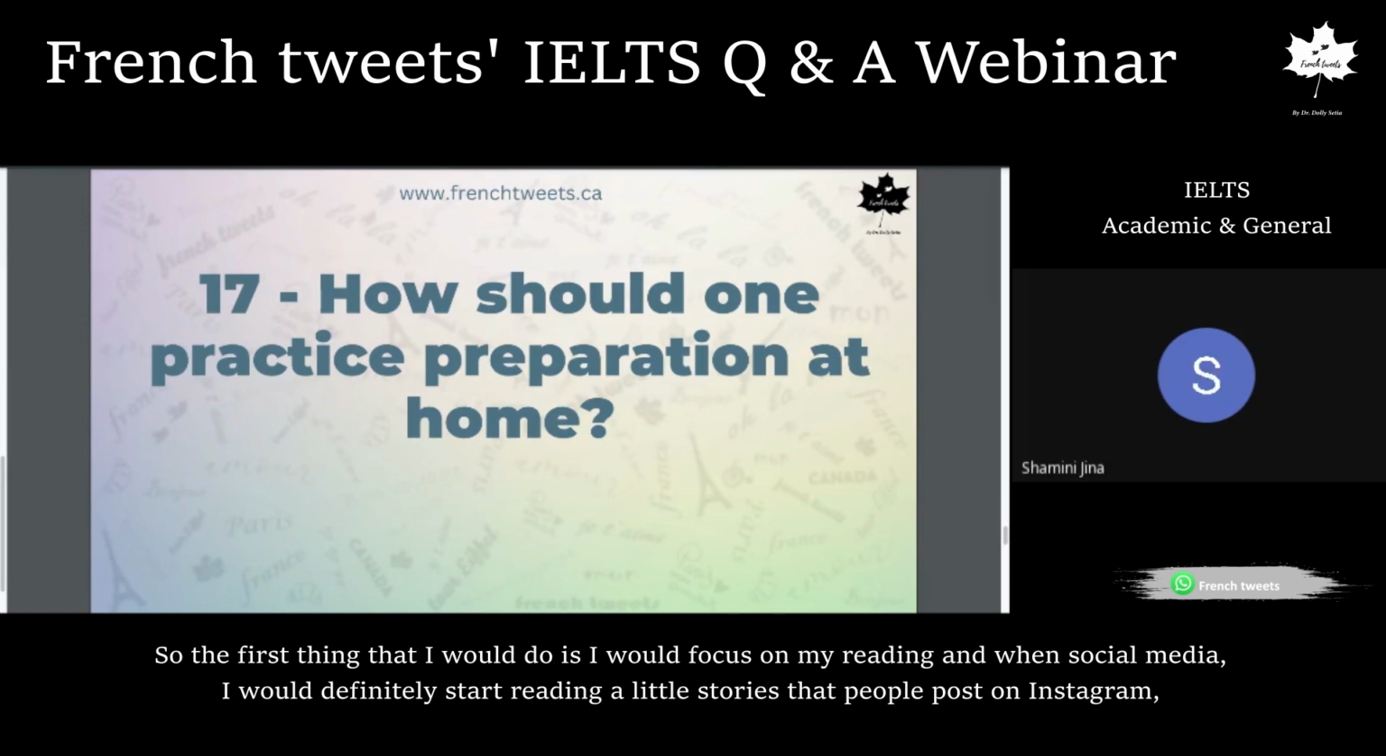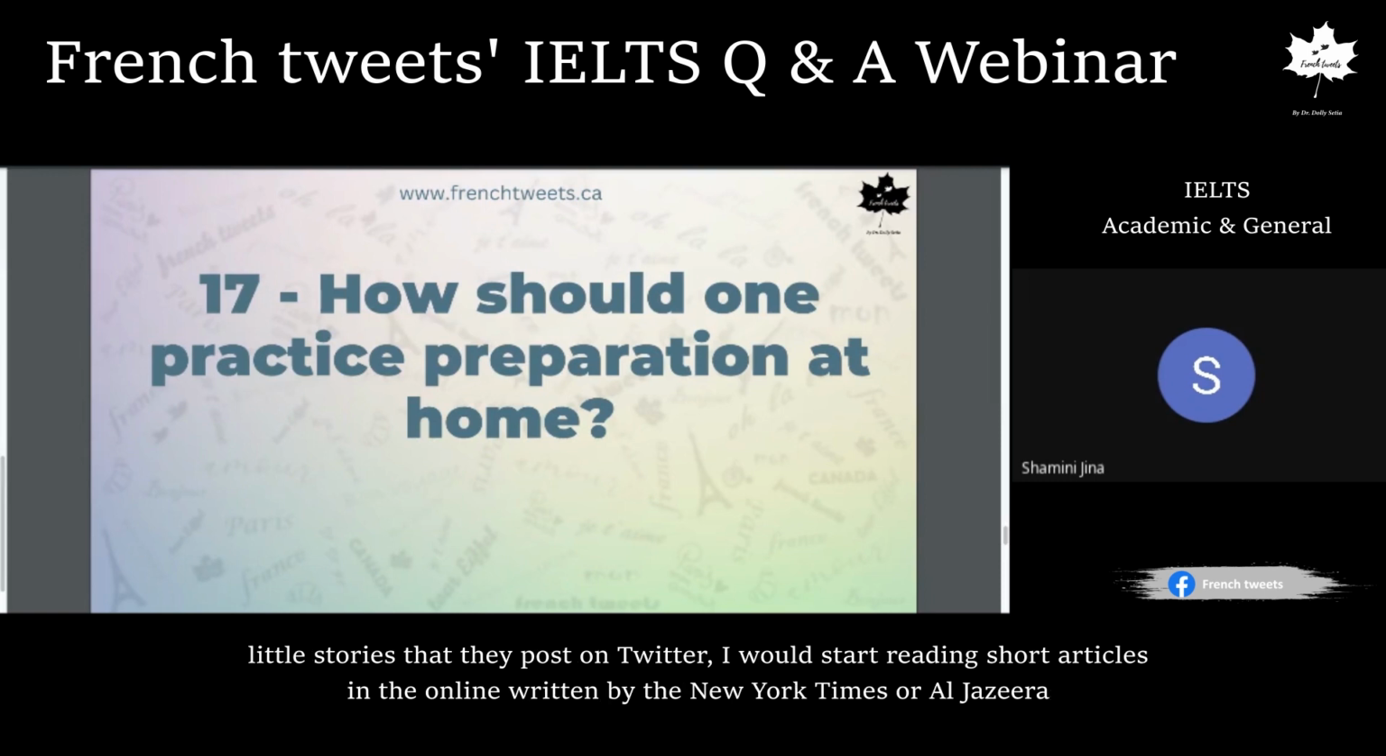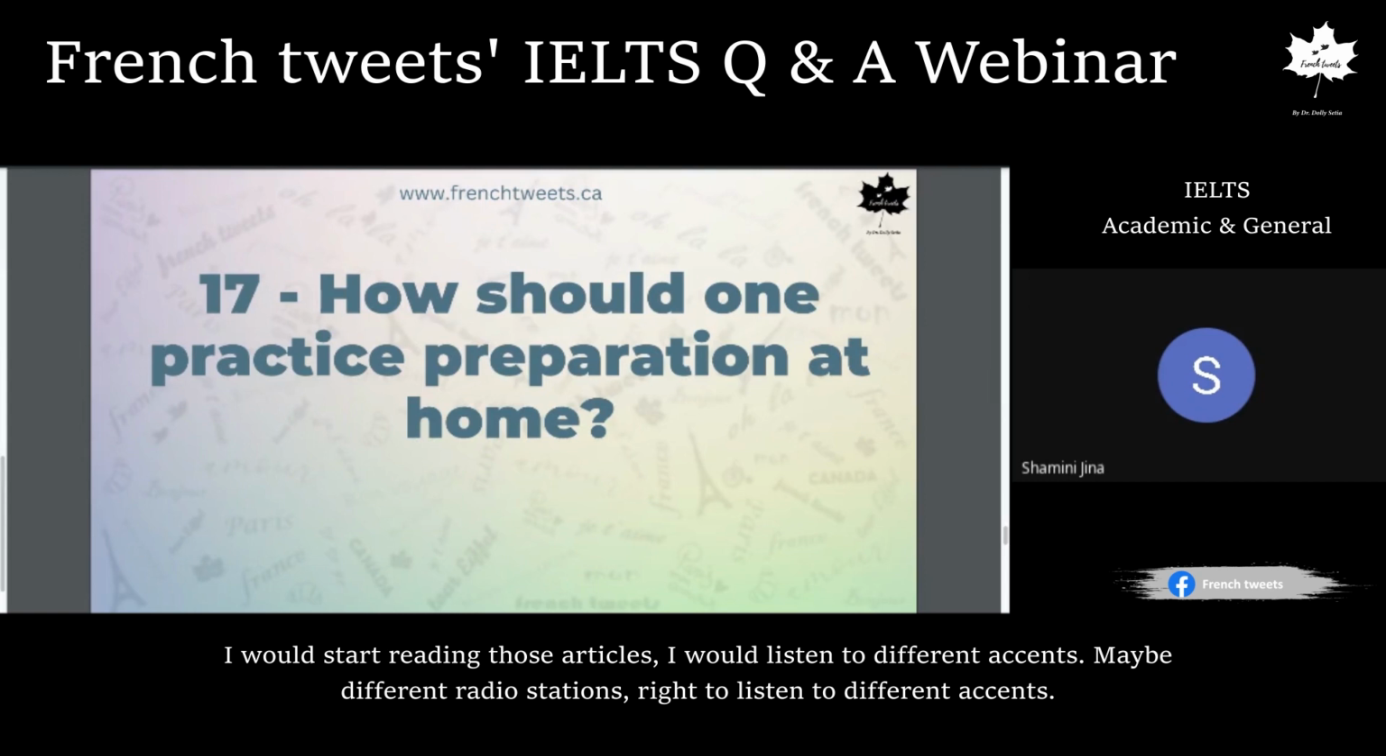Okay, so the first thing that I would do is I would focus on my reading, and with social media, I would definitely start reading little stories that people post on Instagram, little stories that they post on Twitter. I would start reading short articles online, written by the New York Times, Al Jazeera. I would listen to different accents, maybe different radio stations, right? To listen to different accents.